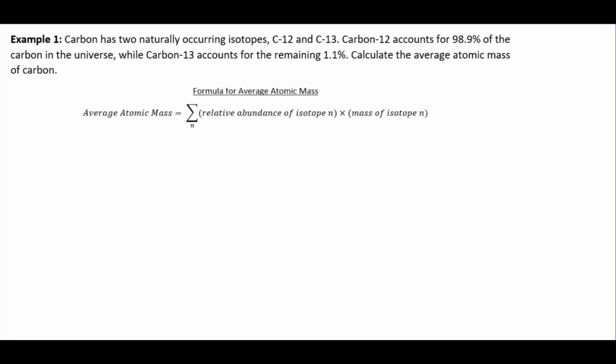Now I put it in a different order on your worksheet. I actually have the formula up above the practice problem, but I moved it for the video just to make it flow a little bit better. So we're just going to do 3 practice problems here, and the first one says carbon has 2 naturally occurring isotopes, carbon-12 and carbon-13. Carbon-12 accounts for 98.9% of the carbon in the universe, and I guess we already got this part too. Calculate the average atomic mass of carbon.